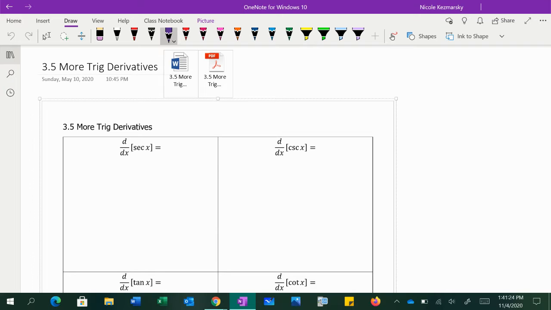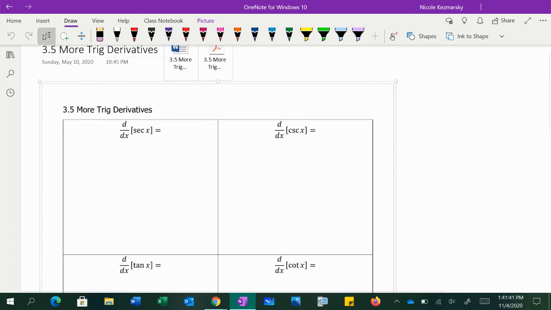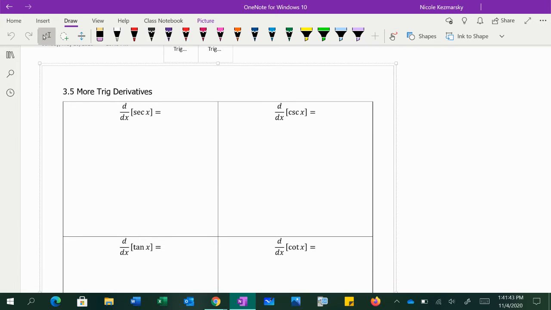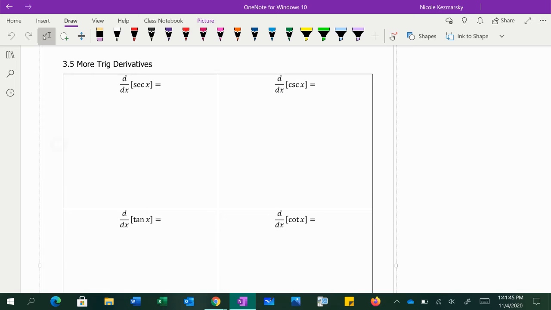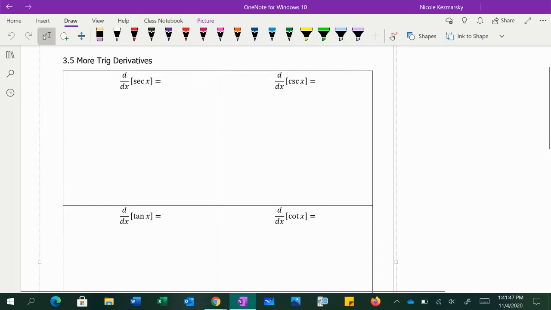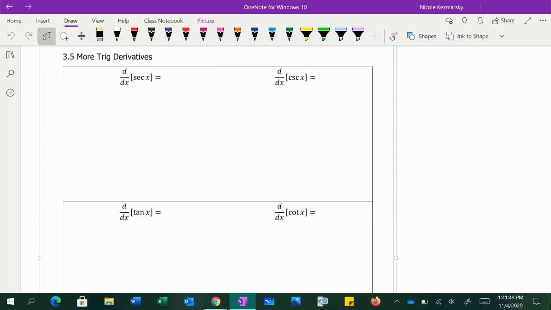This is 3.5 with more trig derivatives. So we've done the trig derivatives for sine and cosine, but there are 6 total trig ratios. And so we need to do the derivatives for the other 4. So for each of the remaining 4, we are going to derive them using the quotient rule. They don't look like quotients yet, but they will in just a second because we're going to be using some of our trig identities to rewrite them.